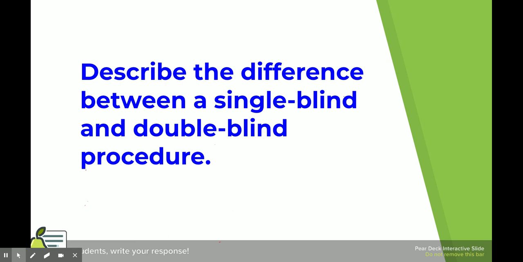So I want you to take a moment and explain the difference between a single blind and a double blind procedure. So again, key thing: single blind, only the participant is blind. In a double blind, both the participant and the researcher don't know if someone is part of the experimental group or the control group.